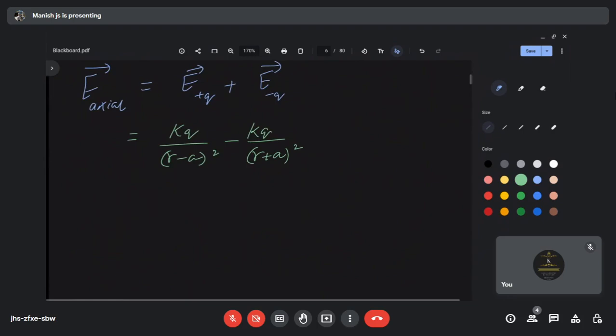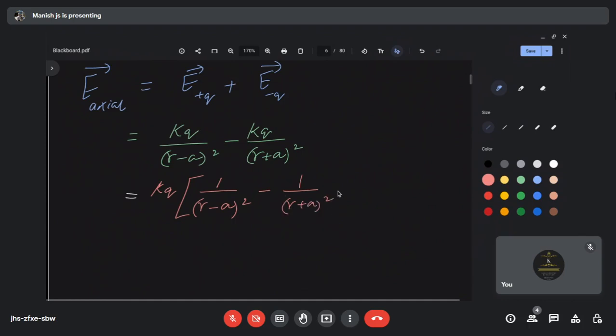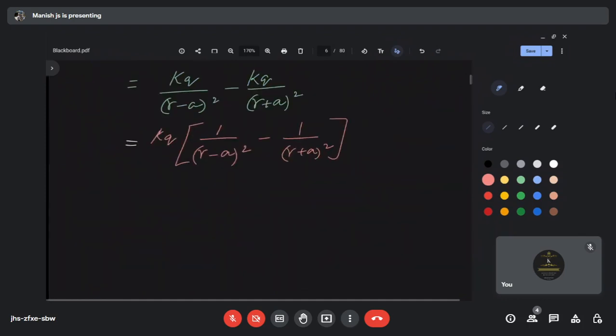Okay, so we got this. So Ippo, we are going to simplify this. Can you tell me what is the common term in both the terms? KQ, sir. Yes, so if you take KQ as common out, what would remain inside the bracket? 1 by (R minus A) the whole square minus 1 by (R plus A) the whole square. Yes, so this is what would remain.